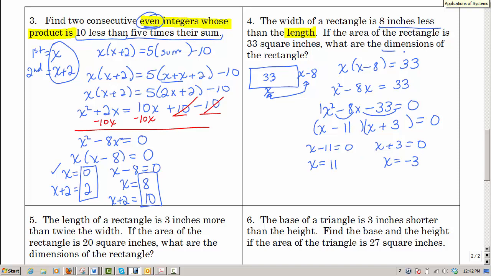And I still need to find the dimensions. So I have found x, but now wait a minute. Can x be negative? Can you have a negative width? No. So I'm going to throw that out because it cannot be negative. Sometimes you get what's called extraneous solutions. It just doesn't fit what you're looking for. Still not done because I need the other dimension, x minus 8. 11 minus 8 is 3. And if you multiply 11 times 3, you do get 33, and that would be the area.